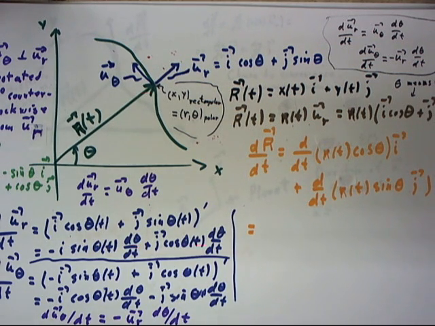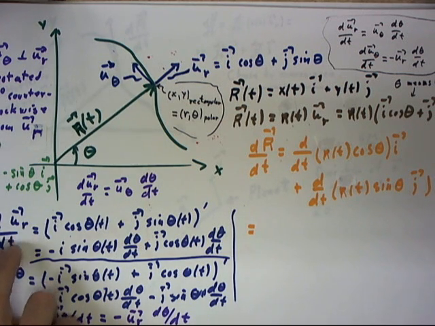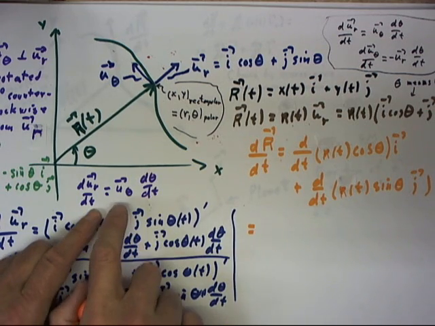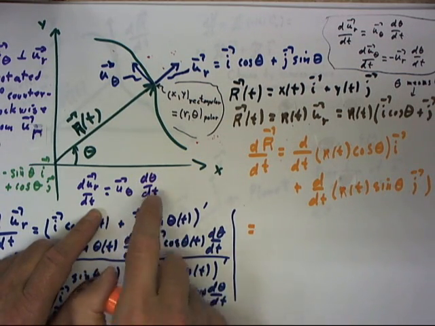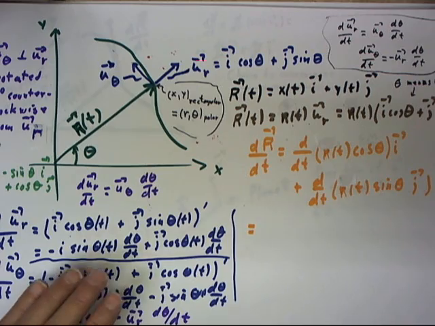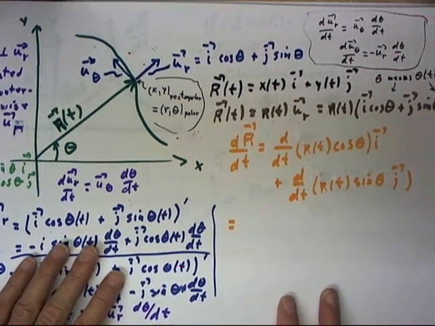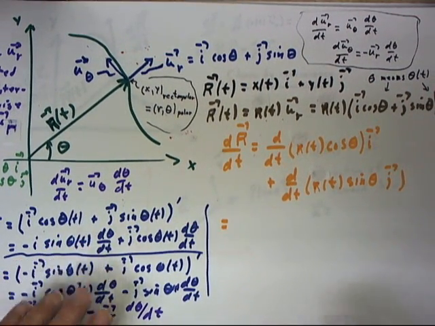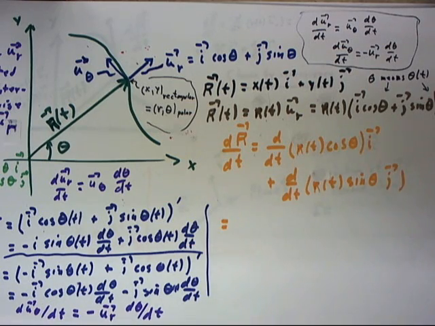Okay. Now, we've seen that the derivative of u sub r with respect to t, after doing the derivatives, is equal to u sub theta times d theta dt, and also that d u sub theta dt is negative u sub r times d theta dt. And we can make sense out of that in terms of these directions, but right now let's just use these ideas and repeat those here.